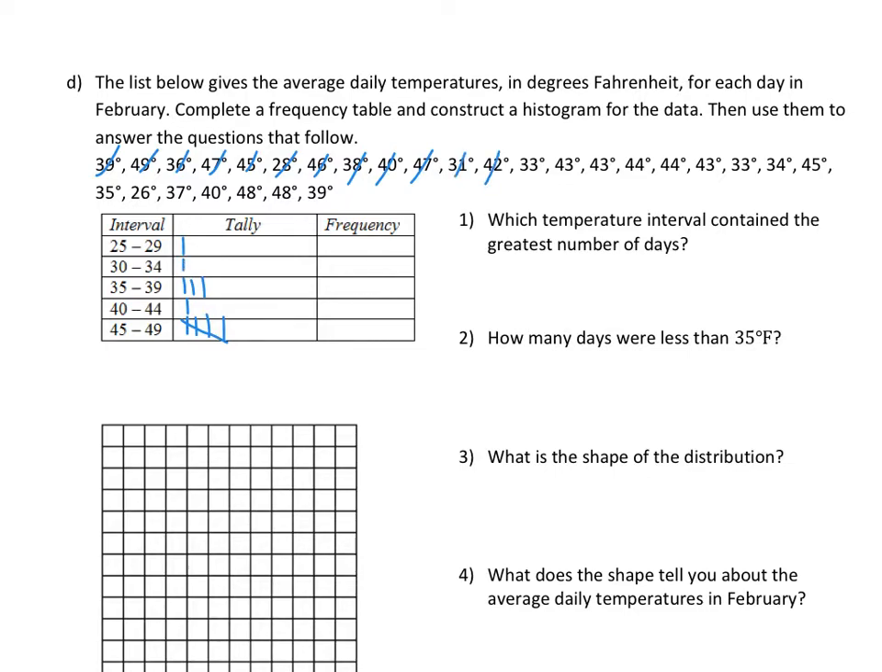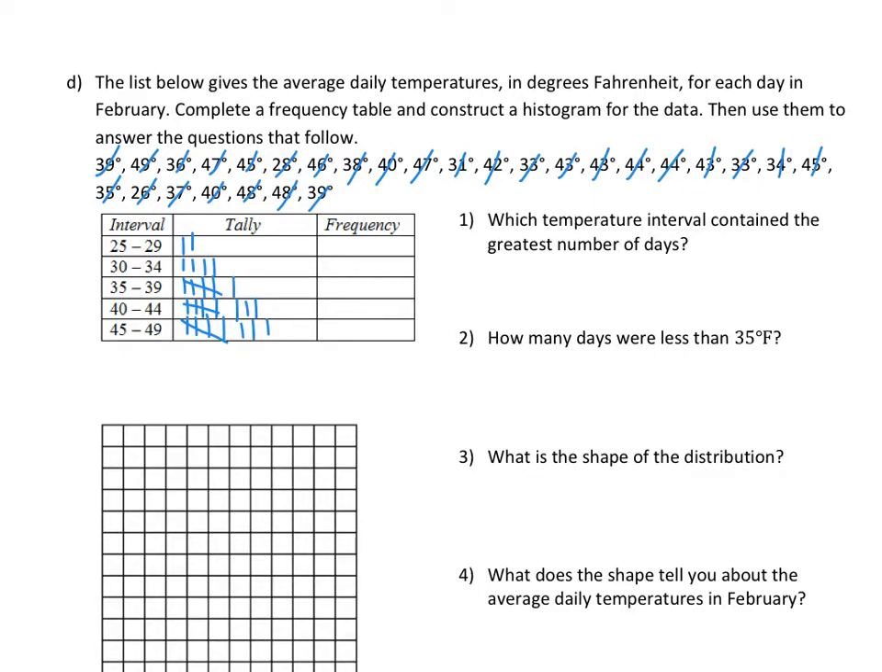31, 42, 33, 43, 43 again, 44, 44, 43, 33, 34, 45, 35, oops, that was the wrong one, let's undo that. Okay, 35 goes down here, 26, 37, 40, 48, 48, and 39.